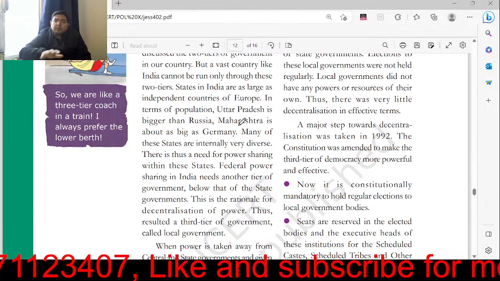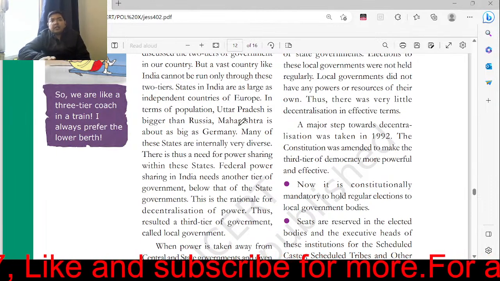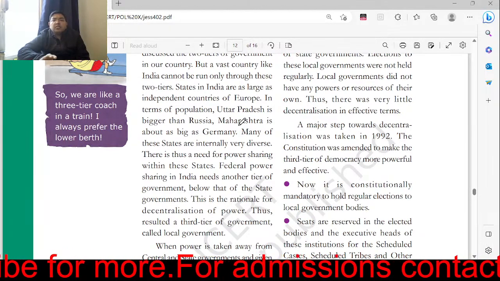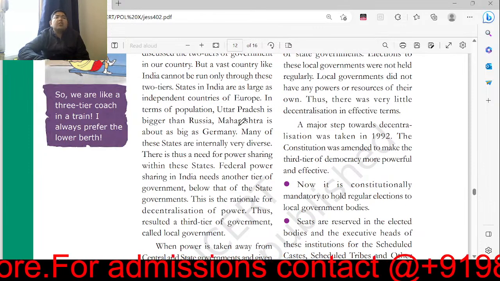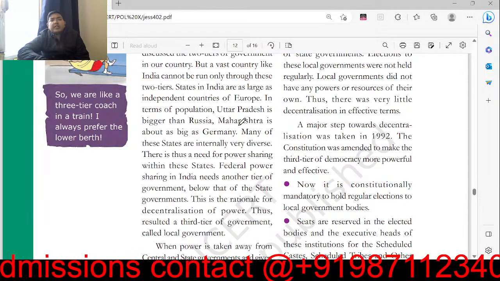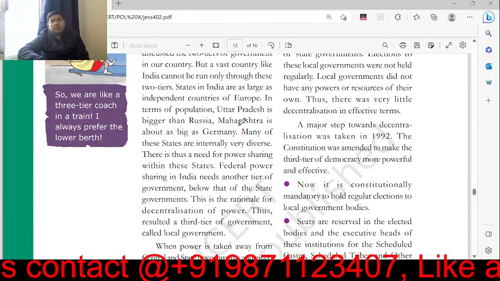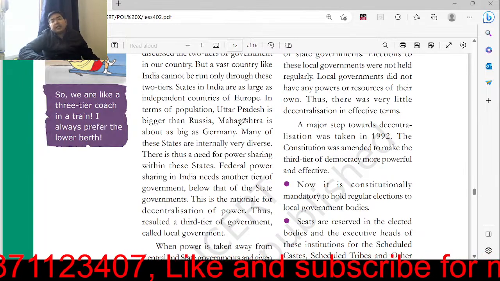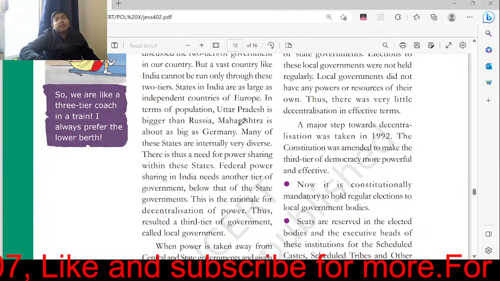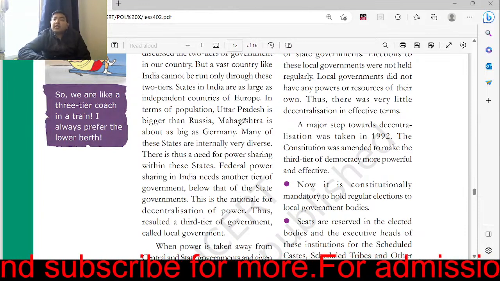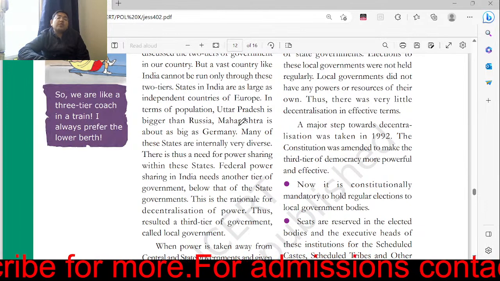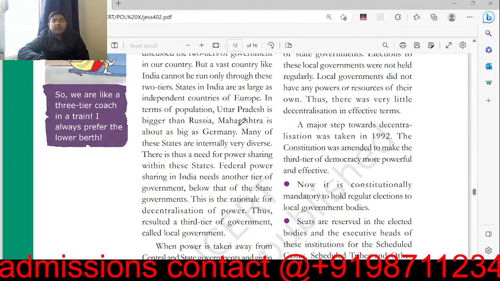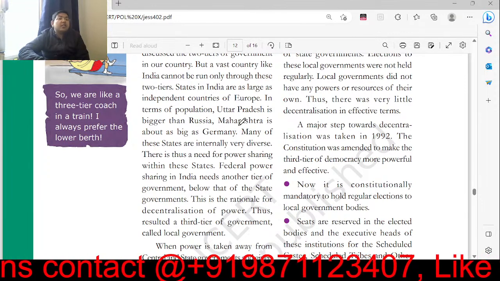But in order to have a decentralized system at the nationwide level and have it properly channelized, we took giant steps in the year 1992 when the constitution was amended. By the 73rd and 74th amendment of our constitution, we introduced the Panchayati Raj system and the municipality system throughout India at the national level, and it became a constitutional authority. It was no longer the option for the state to have a municipality or a panchayat. It has to happen. Now it is constitutionally mandatory to have that third tier of democracy.